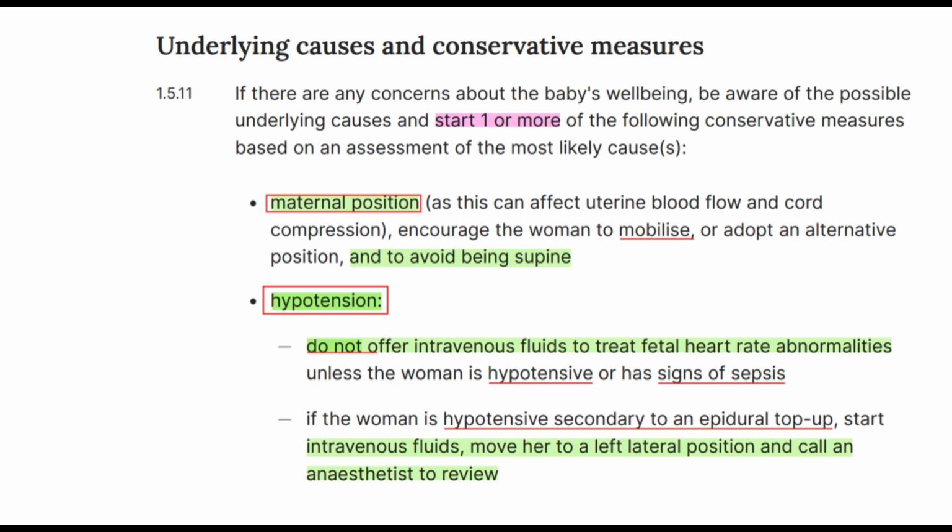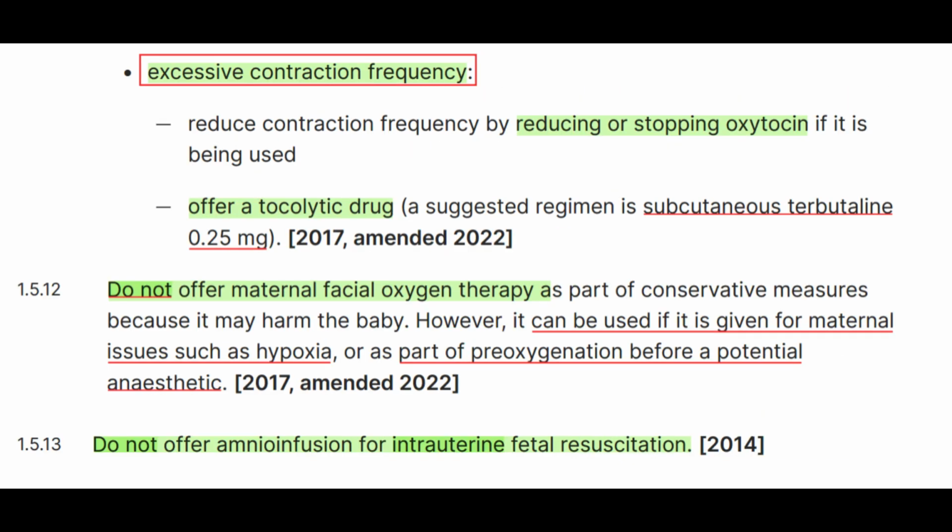Hypotension. Do not offer intravenous fluids to treat fetal heart rate abnormalities unless the woman is hypotensive or has signs of sepsis. If the woman is hypotensive secondary to an epidural top-up, start intravenous fluids, move her to a left lateral position, and call an anesthetist to review. Excessive contraction frequency. Reduce contraction frequency by reducing or stopping oxytocin if it is being used. Offer a tocolytic drug. A suggested regimen is subcutaneous terbutaline 0.25 milligrams.